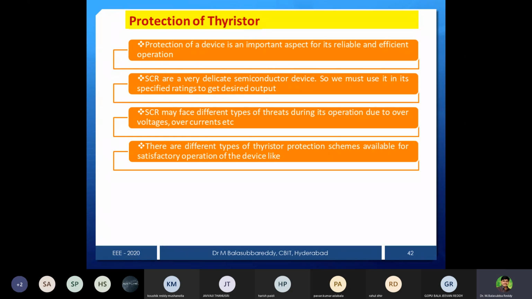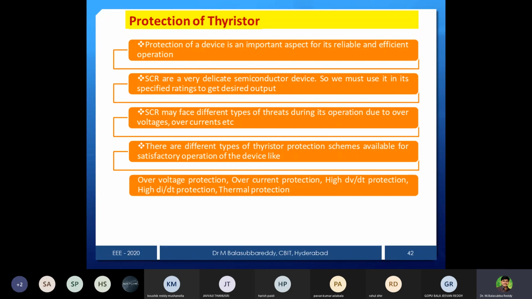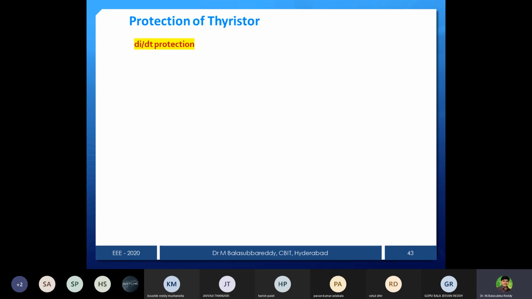What protection schemes are available for a thyristor? One by one we'll see that. One is overvoltage protection, overcurrent protection, dv/dt protection, di/dt protection, and thermal or temperature protection. Briefly, di/dt is known, dv/dt is known. Thermal protection is nothing but temperature, and using a heat sink we can protect against it. Like that we'll see one by one.